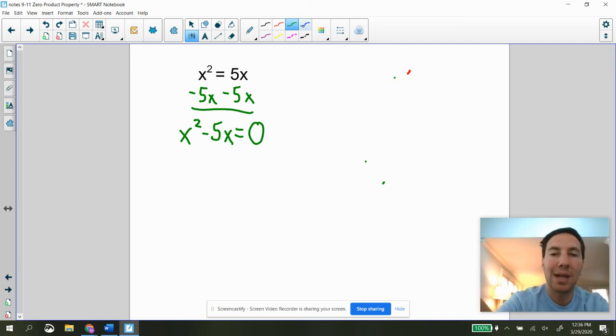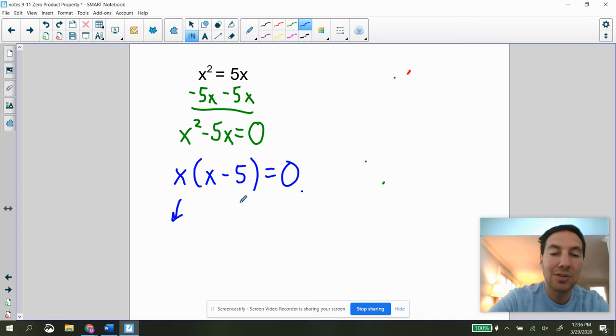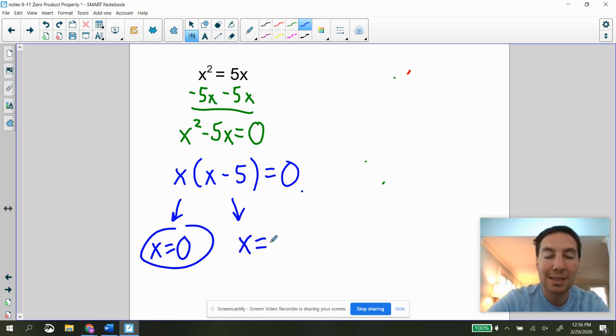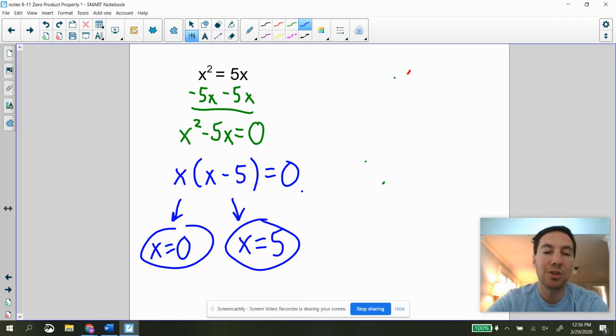So now we continue on. We'll undistribute an x. That's going to be x minus 5. Set each of these quantities equal to 0. That's going to give us our answers as x equals 0 and x equals positive 5. You want to check if that's right, plug it back into the original problem. 5 squared equals 5 times 5. 0 squared equals 5 times 0. Check.